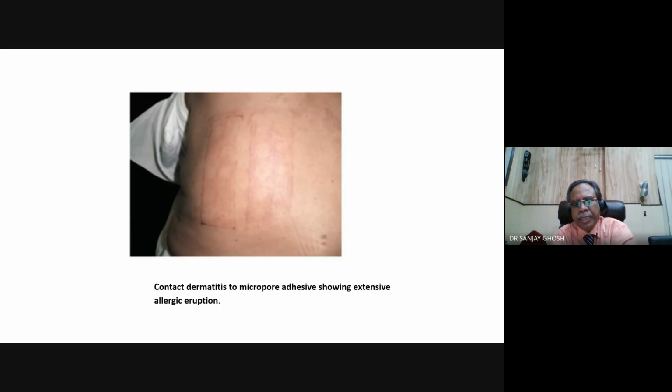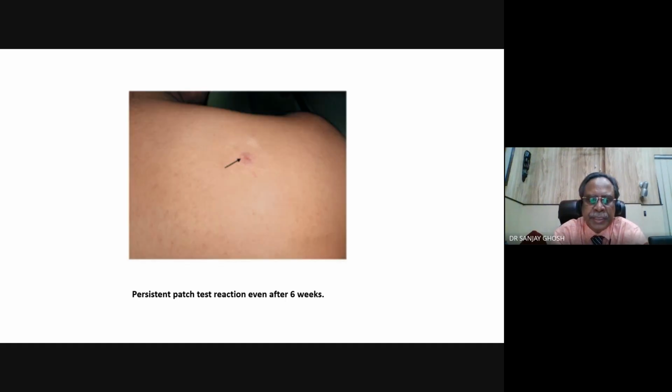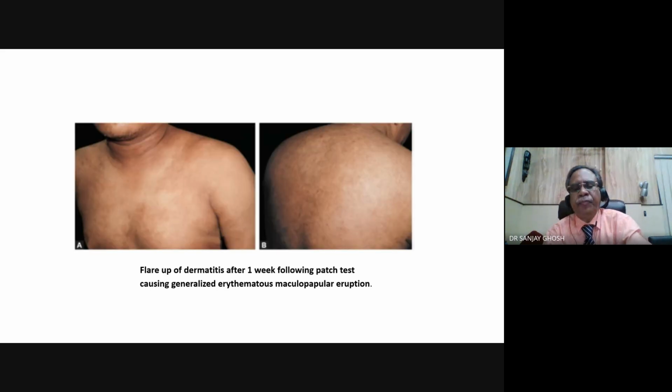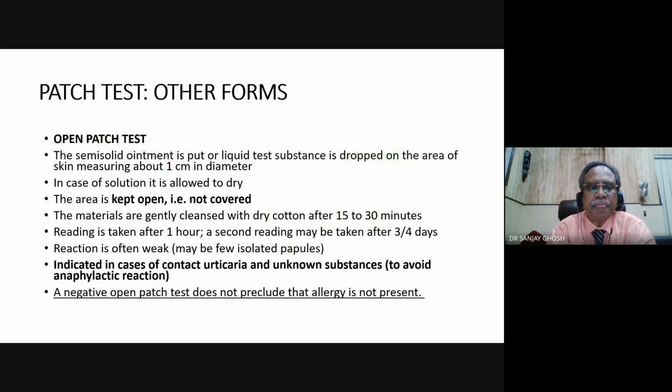Contact dermatitis to adhesive. You can see if you don't use proper quality of micropore, it can cause allergy. This is persistent, even after 6 weeks, this reaction is persistent. This is rare, very rare, but it can happen. This is exacerbation of allergy after doing patch test. This has happened, but very peculiarly, I saw this type of patient sometimes cured from that contact allergy after this aggravation. I don't know how, but I've seen it in many of my patients.